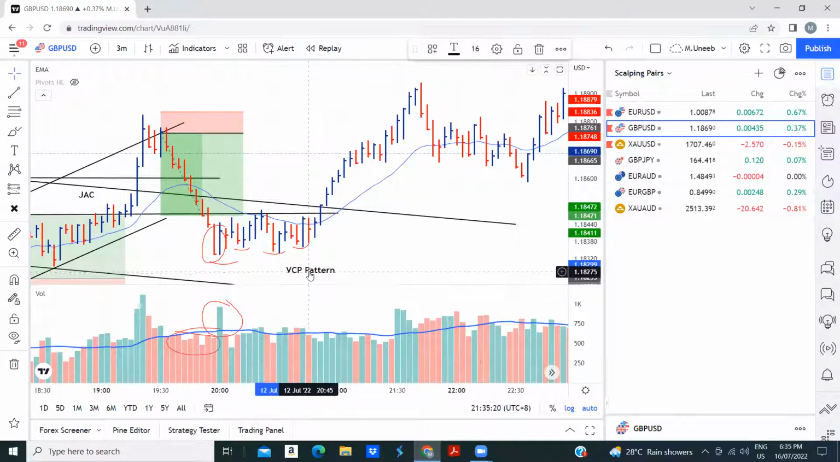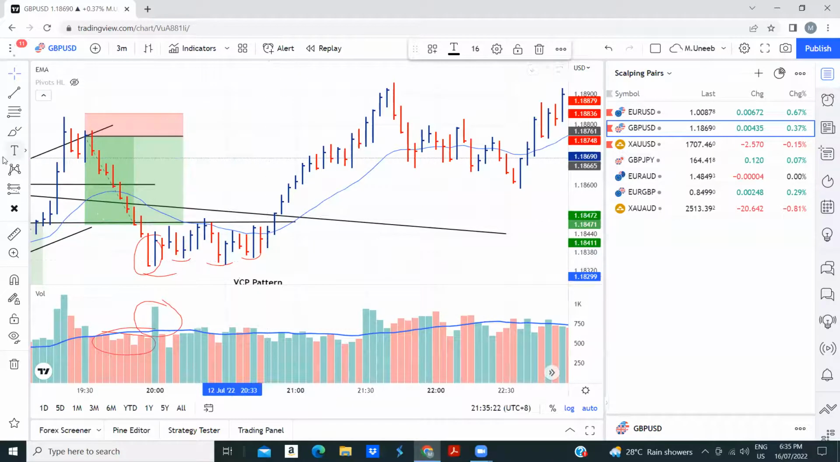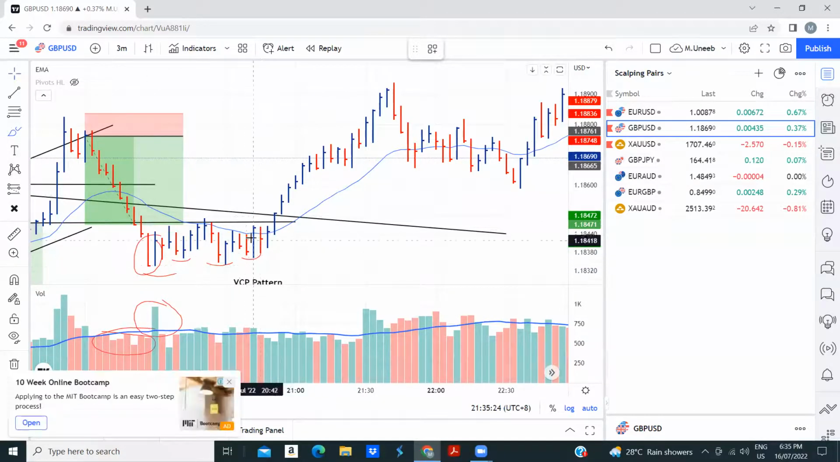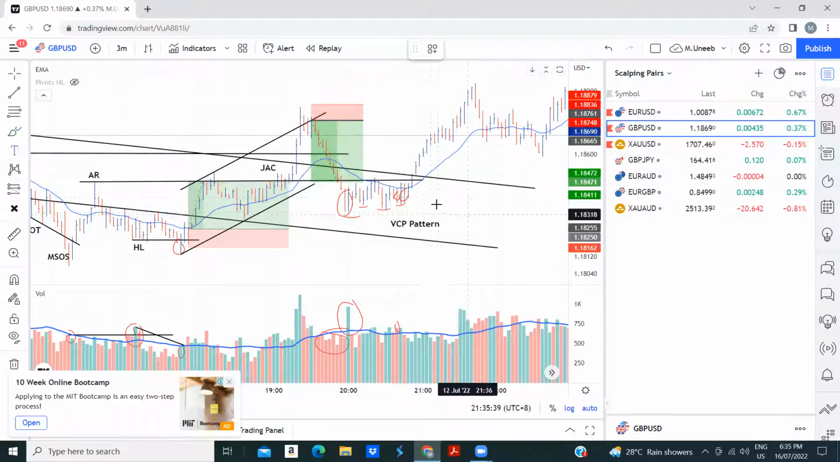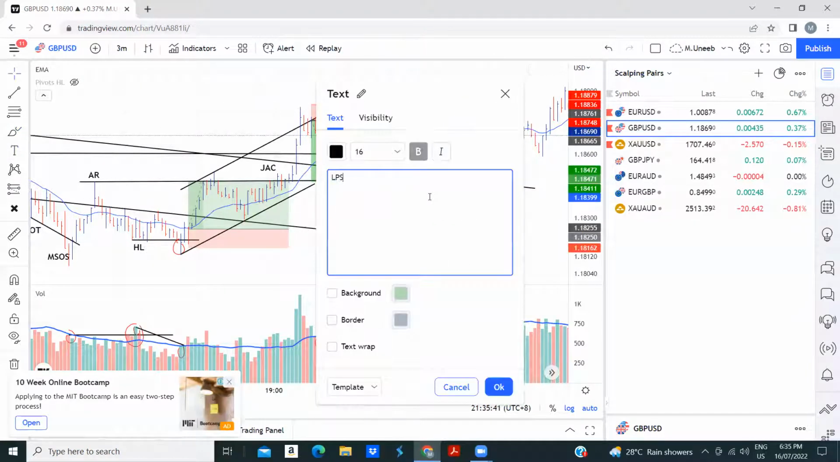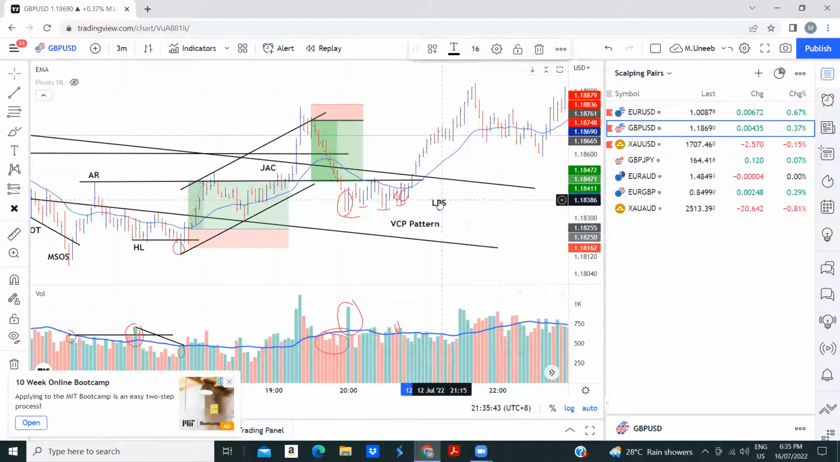So obviously, now where can you take a trade? We can take a trade here at this point, after the no result, or we can take a long trade right over here. Because the bias here around this AR line is bullish. Why? Because this is a jump across the creek, right? So this should be the LPS, last point of support. Am I right?